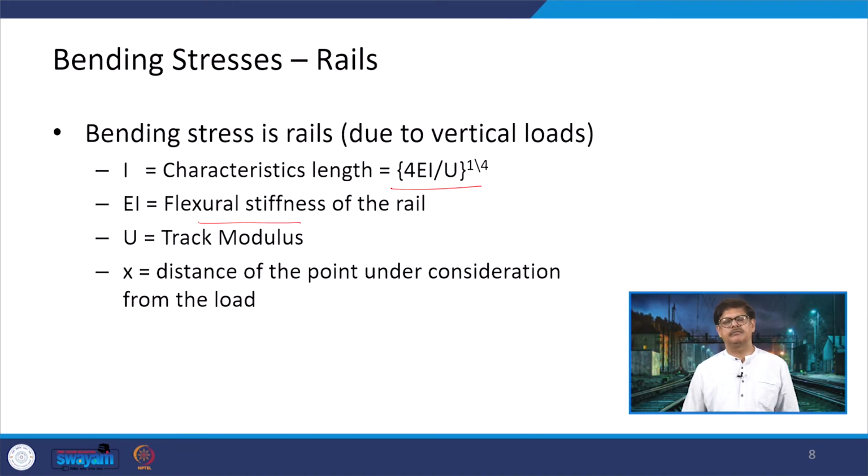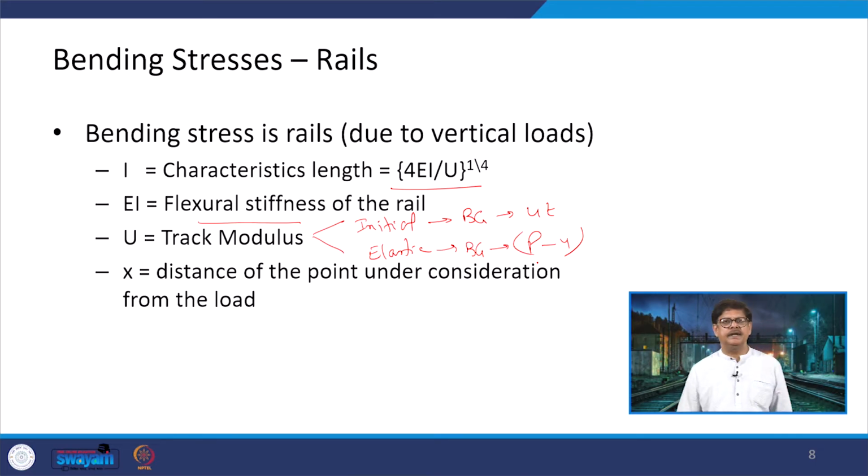We discussed the track modulus as the initial track modulus and the elastic track modulus. So, these are the two things which will be there, initial and elastic, and in the case of initial for broad gauge, this load was taken as 4 tons. Therefore, for the elastic condition, if we are talking about a broad gauge, whatever is the total load which is coming, say as P, for elastic load computation this is going to be P minus 4. And x here is the distance of the point under consideration from the load.